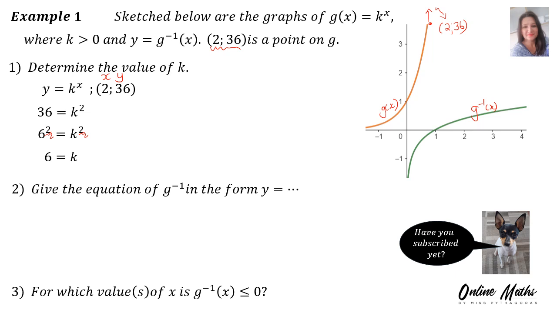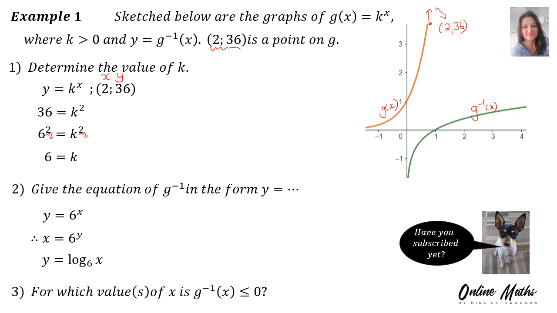2. Give the equation of the inverse in the form y is equal to. Now we know that g was y is equal to 6 to the x because k's value was 6. And then inverse is the swapping of the x and y coordinates. Therefore, x is equal to 6 to the y. And then we can write that one in logarithmic form by saying y is log base 6 of x.